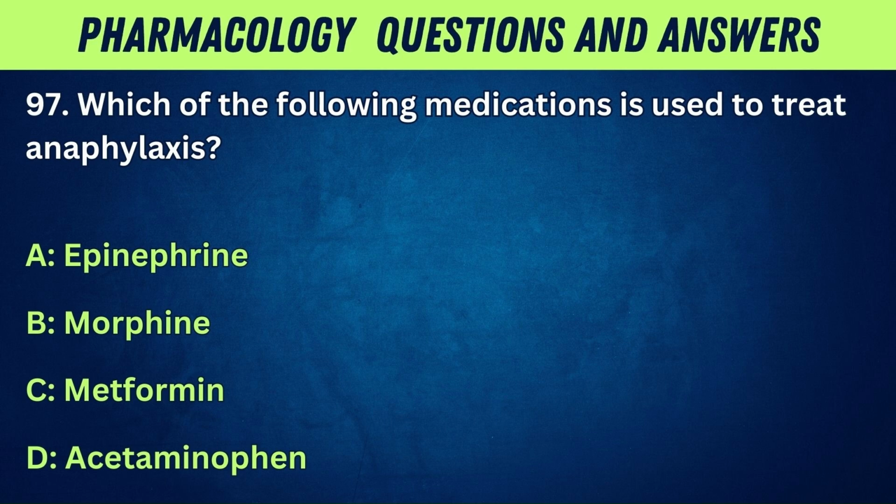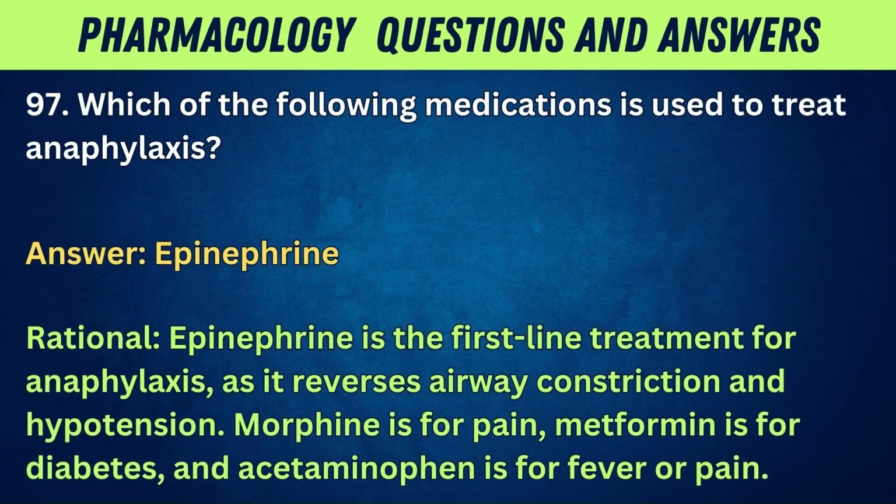97. Which of the following medications is used to treat anaphylaxis? A. Epinephrine. B. Morphine. C. Metformin. D. Acetaminophen. Answer: epinephrine. Rationale: Epinephrine is the first-line treatment for anaphylaxis, as it reverses airway constriction and hypotension. Morphine is for pain, metformin is for diabetes, and acetaminophen is for fever or pain.